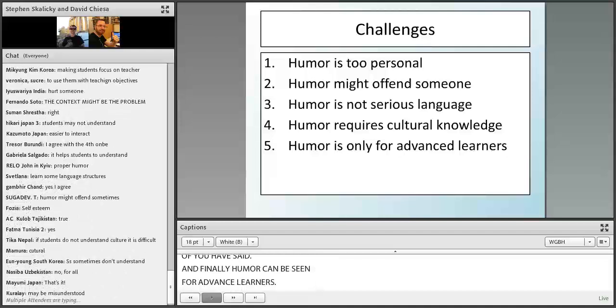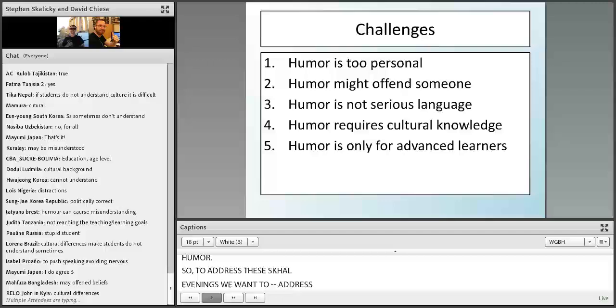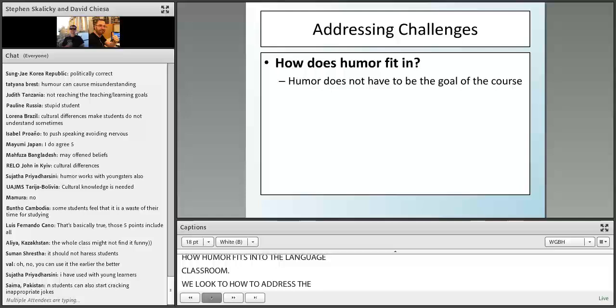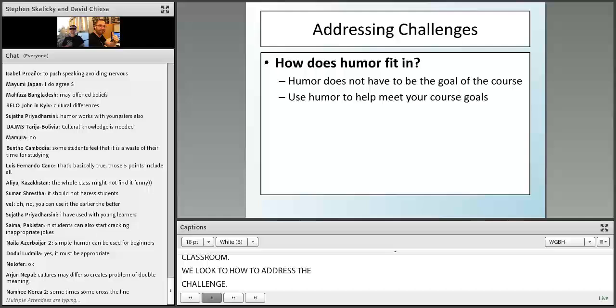And so to address these challenges, we want to see how humor fits into the language classroom. So we look at how to address the challenge. How does humor fit in? Humor does not have to be the goal of the course, and this is the key feature we want to address. We use humor to help meet the goals of your course.